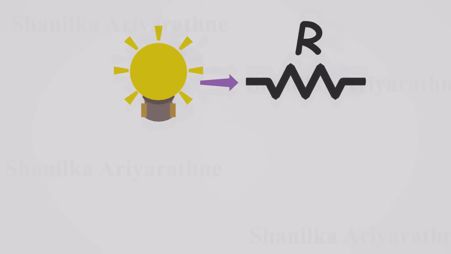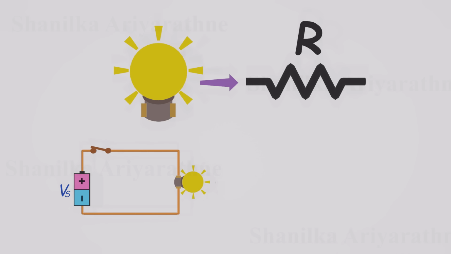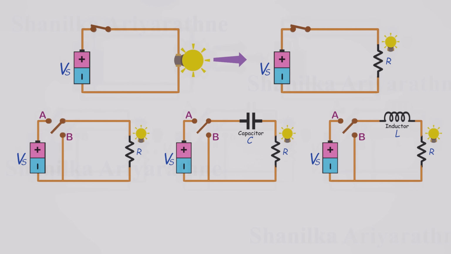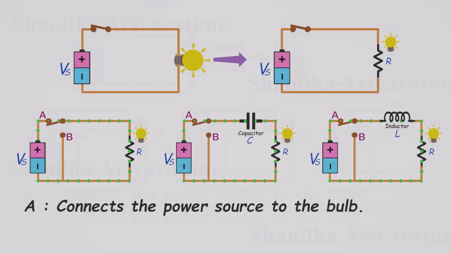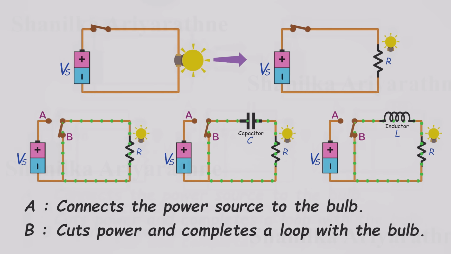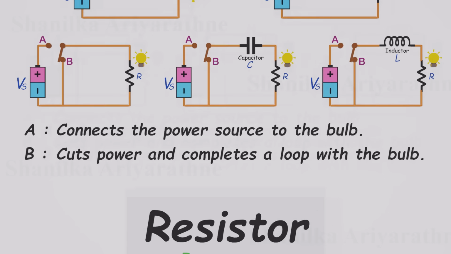First, let's make a simple assumption. Our light bulb behaves like a resistor with resistance R. That'll keep things nice and clear. So whenever I say resistor, just think of the bulb. For the rest of the explanation, we'll use this modified circuit. It's almost the same as before, but now it has a two-way switch. When the switch is in position A, it connects the power source to the resistor, basically turning the light on. When we flip it to position B, it disconnects the power source and instead forms a closed loop through the bulb itself.